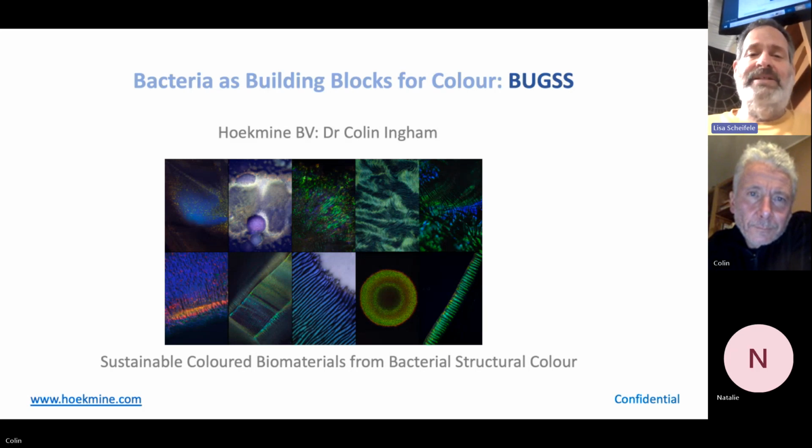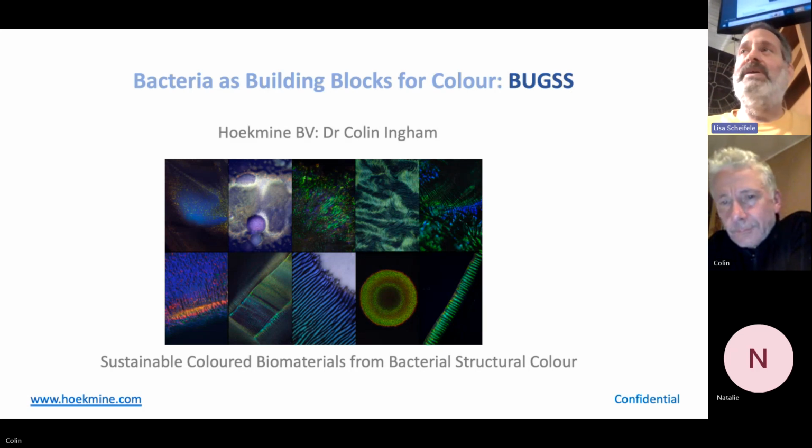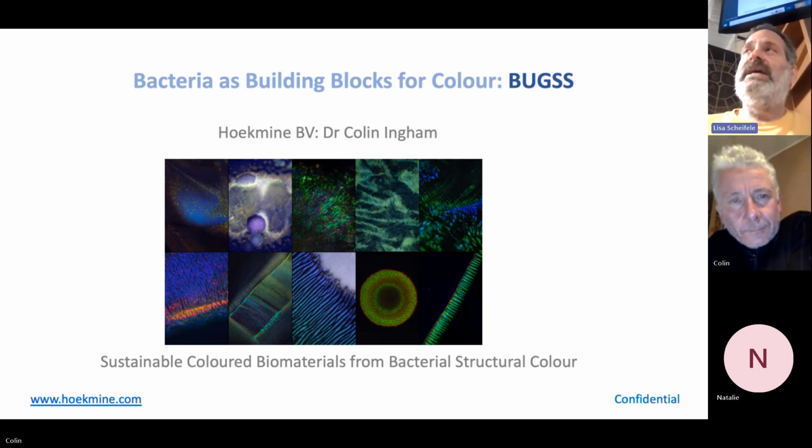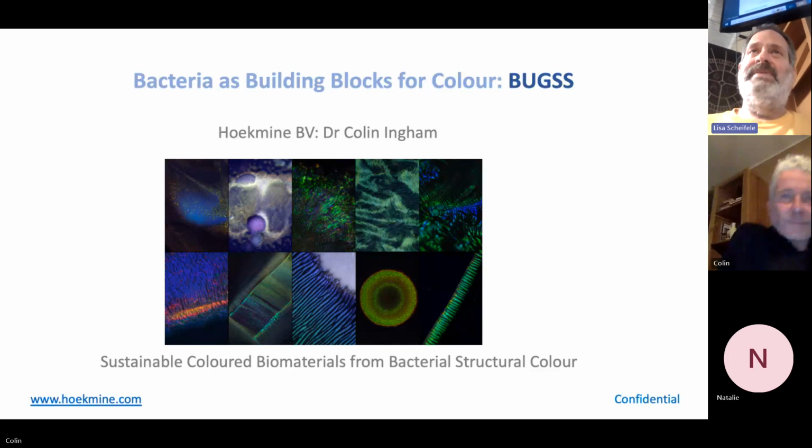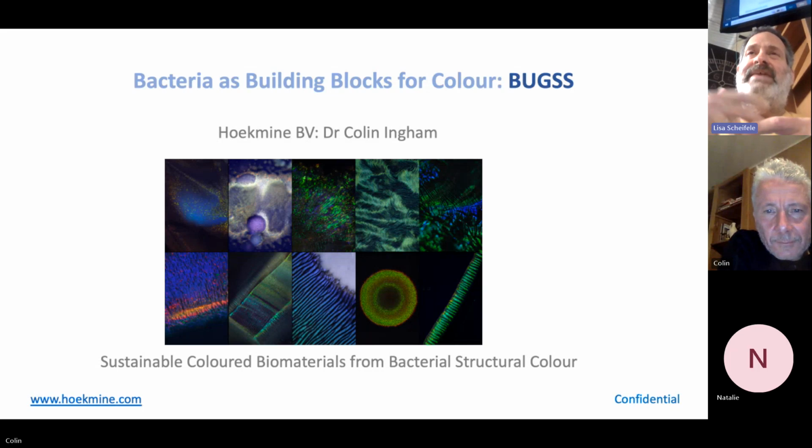And to help us learn more about structural color, we invited Colin Ingham, who is the CEO and founder of a company in the Netherlands called Hoekmine. Hoekmine is not a Dutch word, it's not an English word, it's a mixture of the two. Mine is English for mining from the environment. And then hoek is the Dutch word for angle.